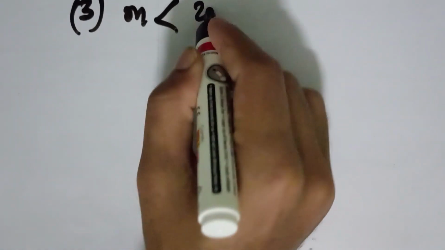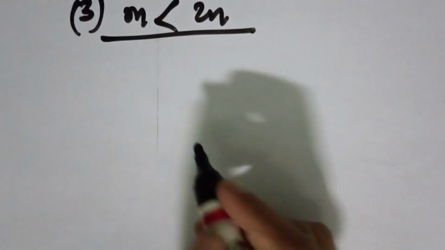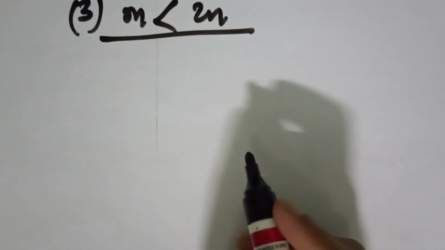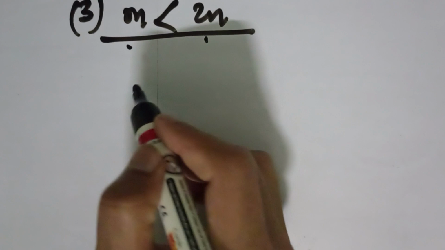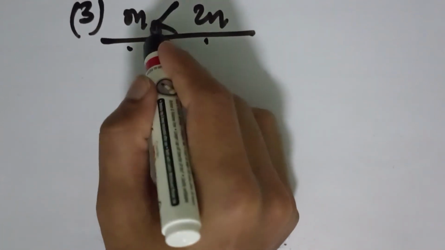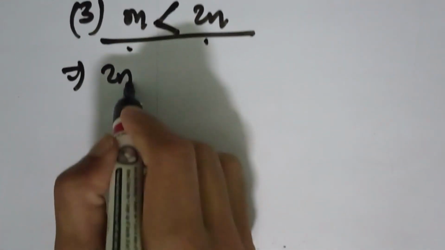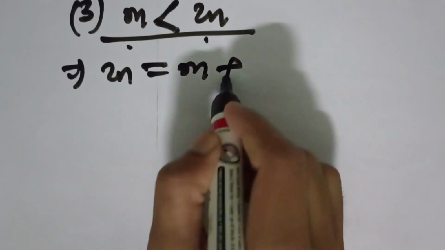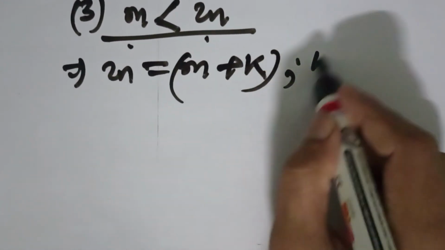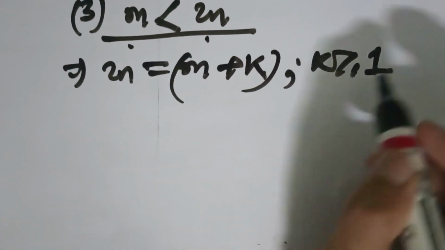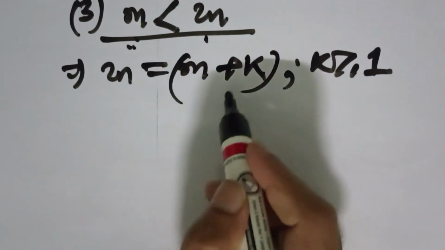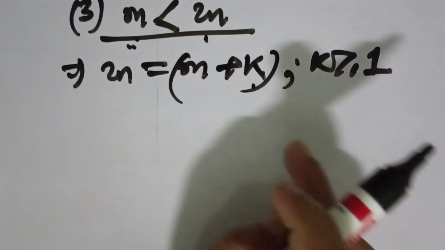When m is less than 2n, we can again do the same process as we did in case 1. m is a natural number, 2n is a natural number, and 2n is greater than m, so we can always write 2n as m plus k, where k is a natural number. If it is a consecutive natural number, then k will be 1. If not consecutive, then it will be more than 1.